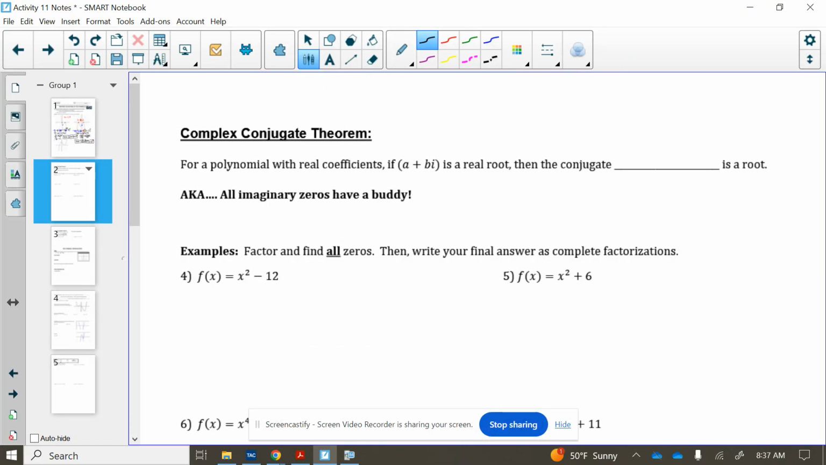Now on the next page, we are going to deal a little bit more with our properties of factoring. This time we are going to focus a lot of our attention on our complex numbers. So a reminder, whenever you have a complex zero, a plus bi, as a root, then its conjugate, a minus bi, is also going to be a root. AKA all of our imaginaries have a buddy.